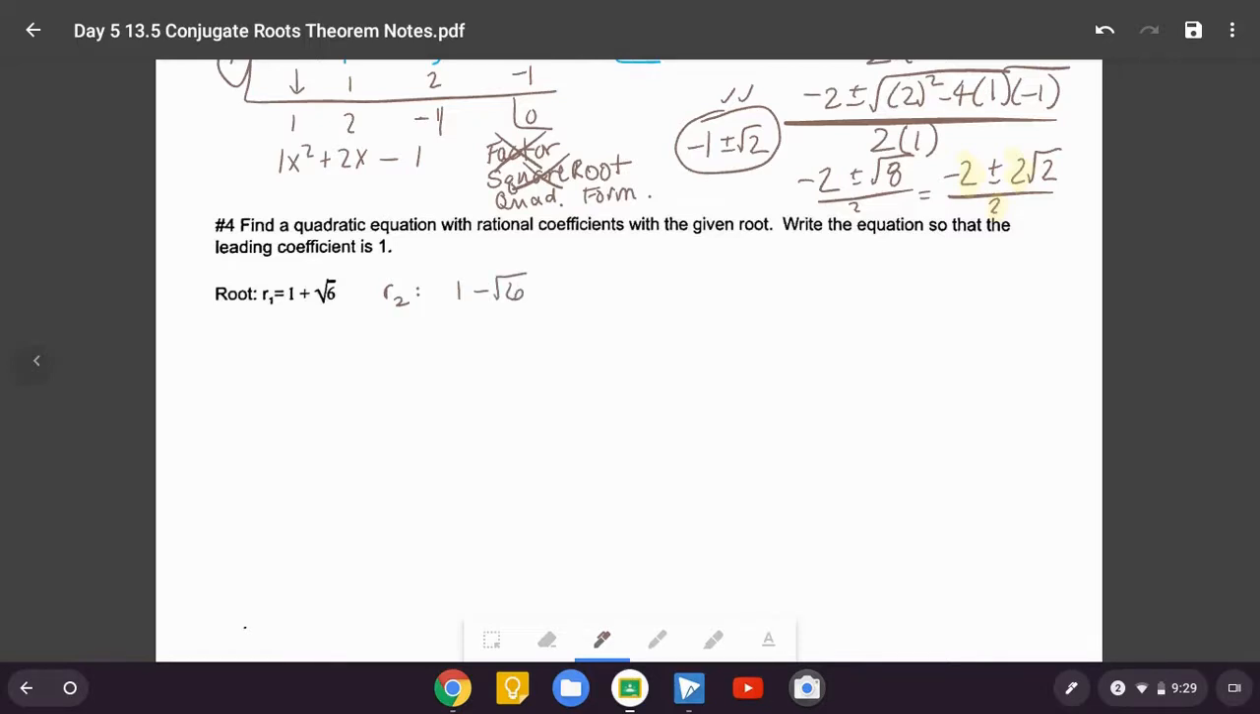All right, so I think the easiest way to do this is to use the factoring method. But we have another method we could also try. So we're going to work backwards. If I know that 1 plus root 6 is a root, then I know that a factor would be x minus the quantity 1 plus root 6. And if I know that 1 minus root 6 is a root, then x minus 1 minus root 6 is a factor.